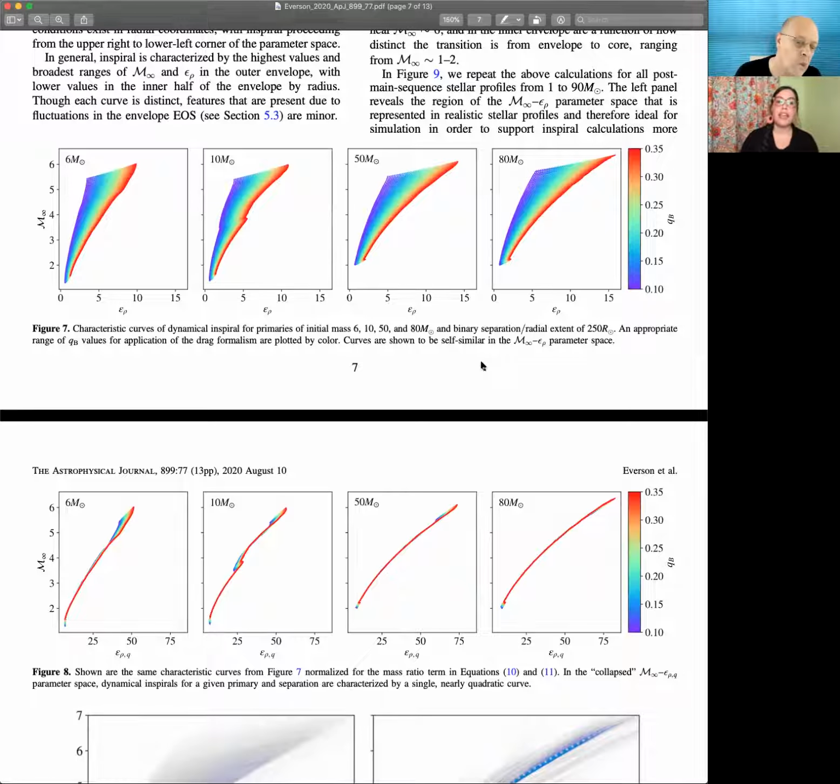We are looking at different primaries that are all at about the same radius, about 250 times our Sun's. And we're looking at the characteristic curves for those different models for different mass ratios, different QBs, different binary mass ratios. And again, what we're looking at here is that these cover about the same area of parameter space over and over and over.